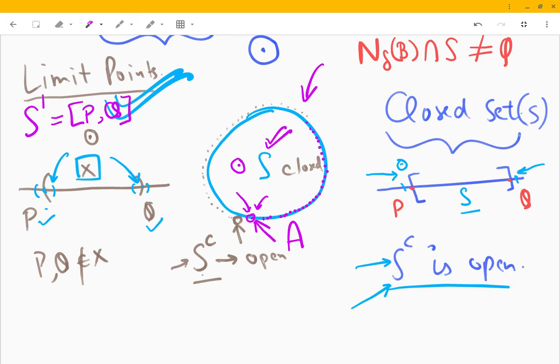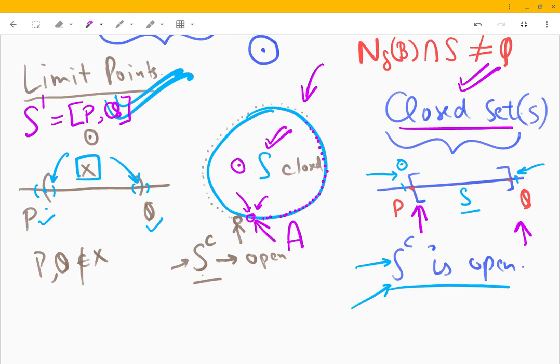So, another definition of closed sets is when all the limit points belong to the set. See, in this case, P is a limit point, Q is a limit point. Neither interior nor exterior, but it is a limit point. So another definition of a closed set is that when all the limit points belong to the set, then that set will be closed.